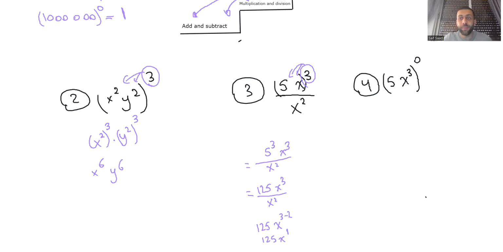The fourth one is very simple. Again, whatever the value inside the bracket is, if it is raised to the power 0, you can quickly figure out that this answer should always be 1 directly. Whatever the number is, raised to 0 is always 1.